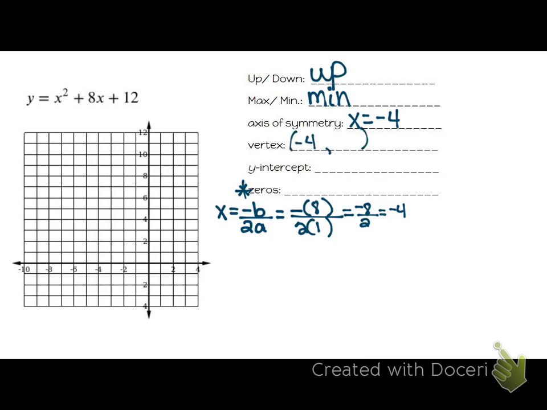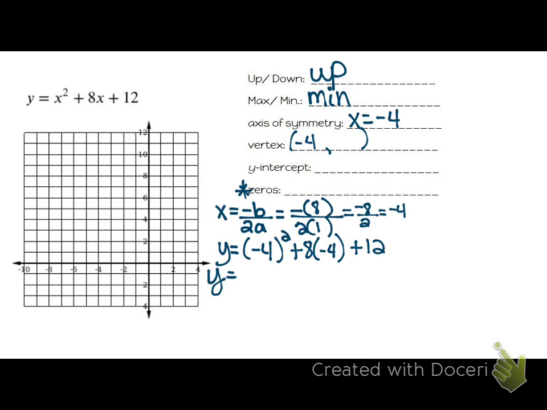So how do I find that y value for my vertex? Substitute. So what do I put in place of the x? Okay. Then I simplify using PEMDAS, or order of operations. Oh, wait, two negatives. Negative 4 times negative 4 is?